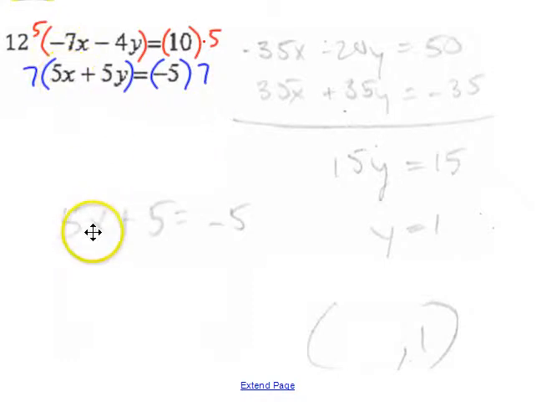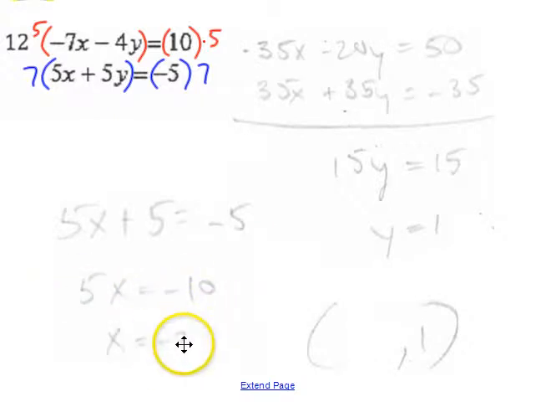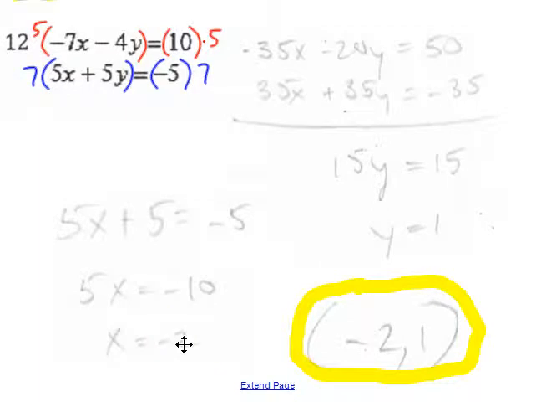5 times 1, I'm sorry, into here, into this y. 5 times 1 is 5. Got myself confused there for a second. So it's 5x plus, well, that made 5, equals negative 5. Move the 5 over. I'm going to have 5x equals negative 10. Divide by 5. I'm going to have x equals negative 2. Plug that in, and I'm done.